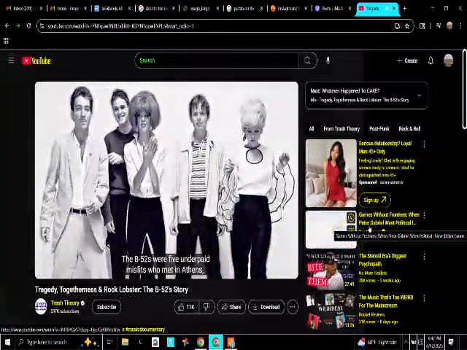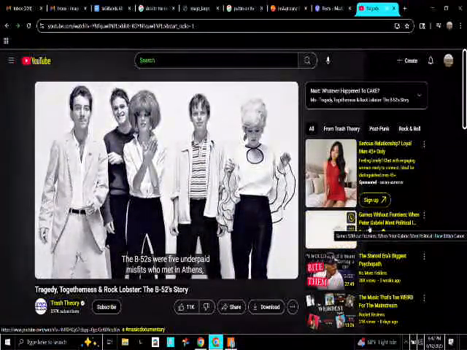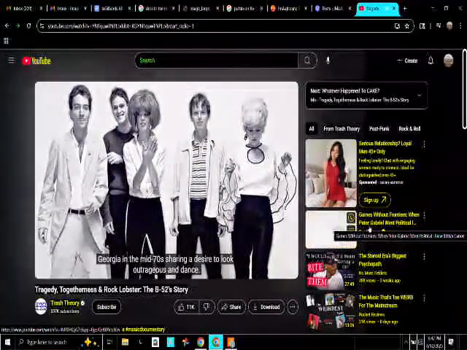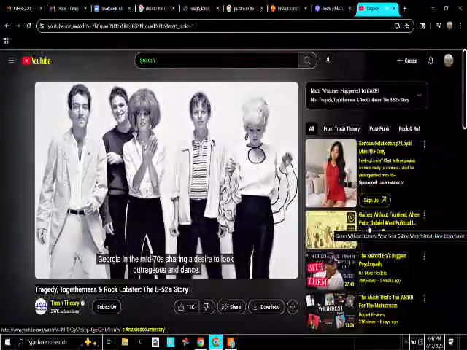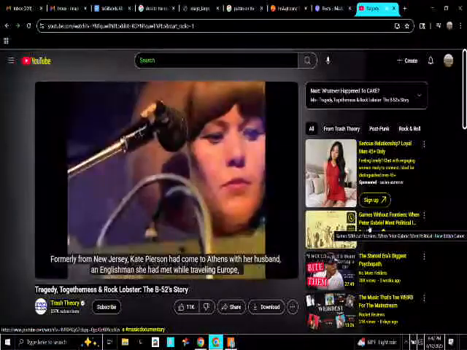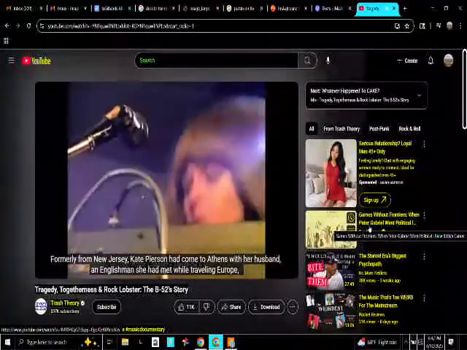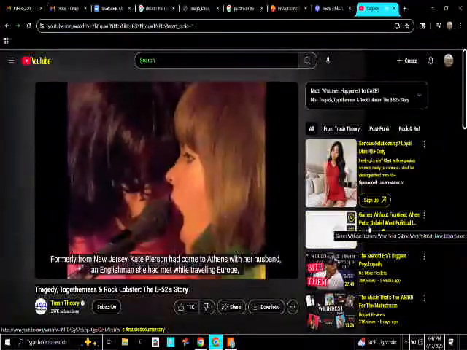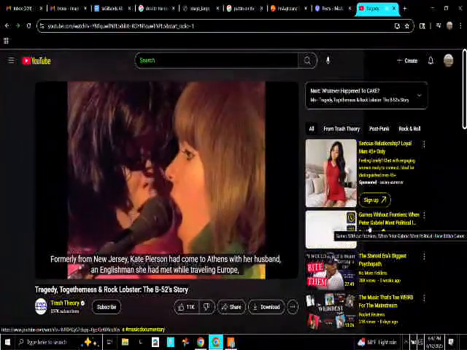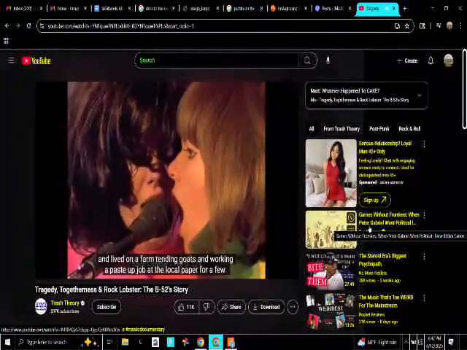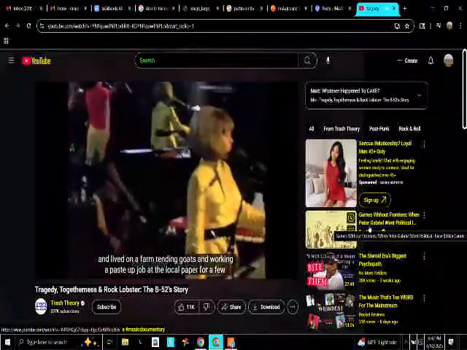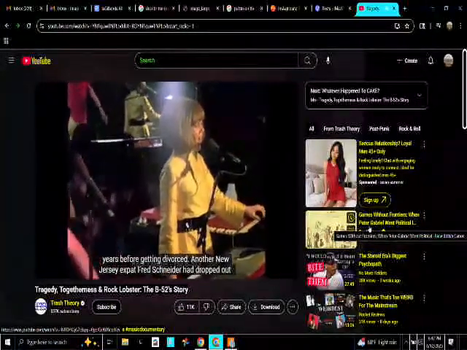The B-52s were 5 underpaid misfits who met in Athens, Georgia in the mid-70s, sharing a desire to look outrageous and dance. Formerly from New Jersey, Kate Pearson had come to Athens with her husband, an Englishman she had met while travelling Europe, and lived on a farm tending goats and working a paste-up job at a local paper for a few years before getting divorced.